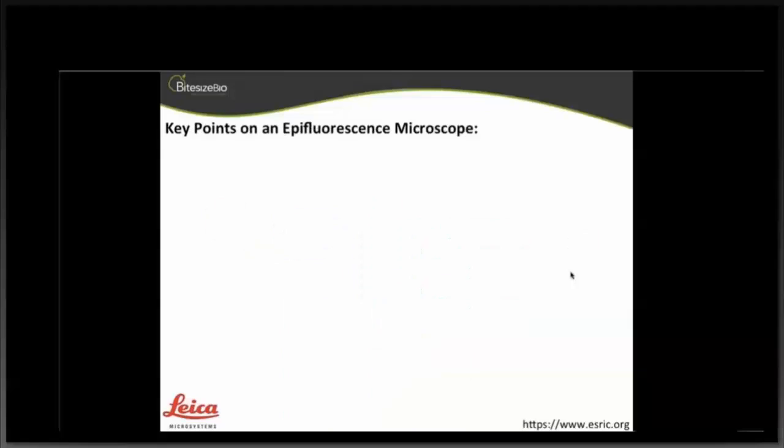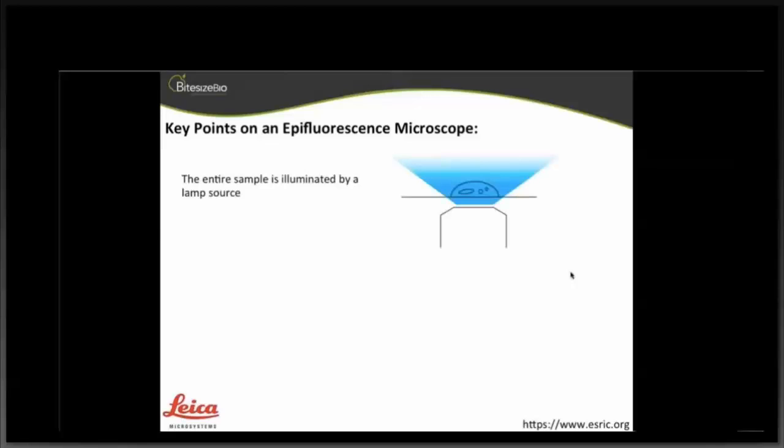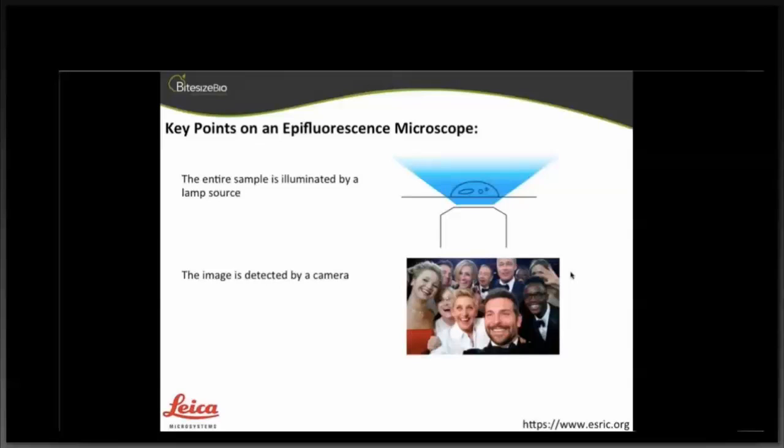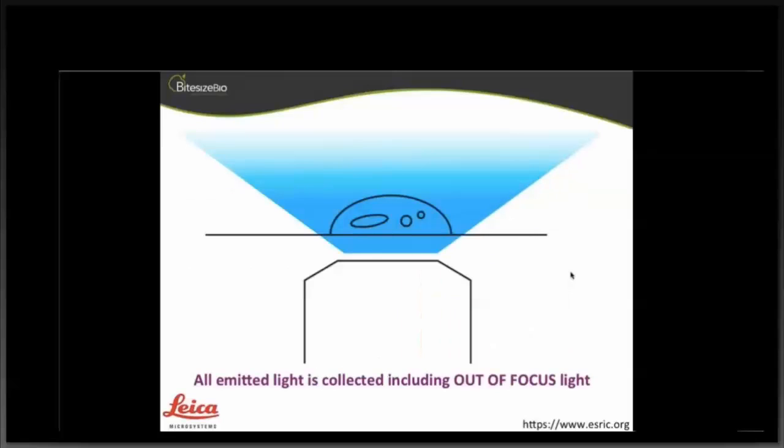The best way to explain how a confocal microscope works is to compare it to an epifluorescence microscope. There are some important aspects to note in the system. The first is that the entire sample is illuminated by the lamp source, and the second is that the image is acquired just like a camera. That means the whole field of view is going to be recorded at once onto a grid of pixels. There's a limitation with this method in that everything in the cell is illuminated and all of that emitted light is going to be collected, and that includes the light that is out of focus.